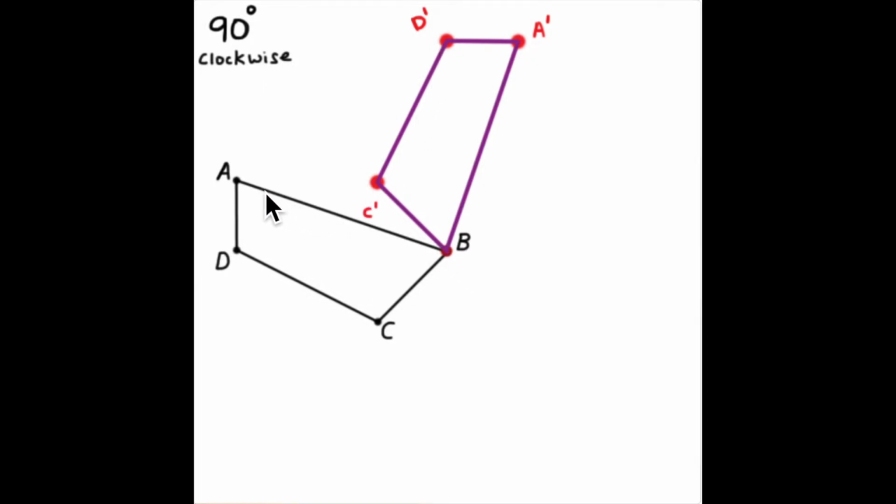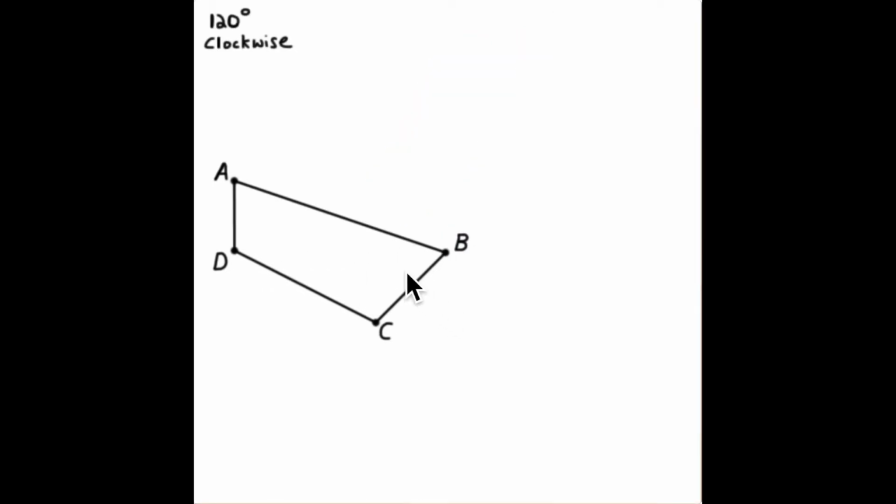And if you look at this angle right here, A to A prime, you can see that's 90 degrees. Look at this angle right here, C to C prime, that's 90 degrees. And if you can visualize D to D prime, you can see that that is also 90 degrees. So now we're going to rotate that same image 120 degrees. So now it's going to rotate farther than the 90 degrees. So it's going to go farther in this direction.